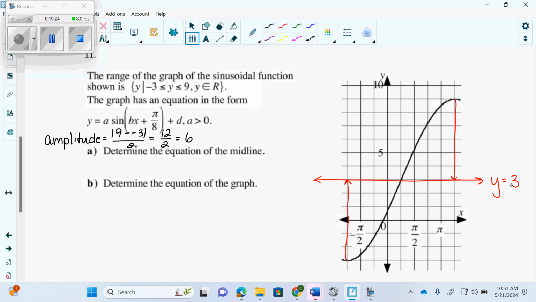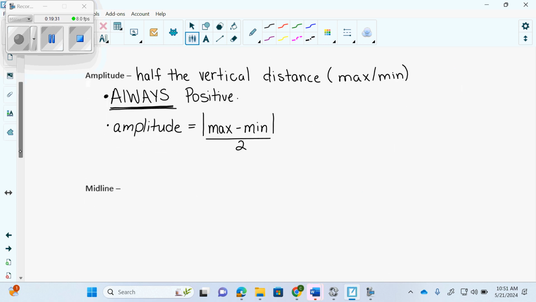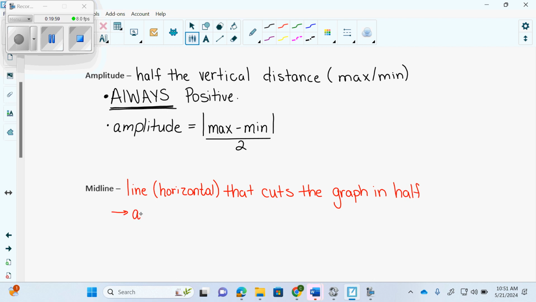Yep. Midlines are the lines that cut the graph in half. So we're going to go to these notes. Midline is the line, and we'll say horizontal, that cuts the graph in half. So we can find it by where the amplitudes meet.